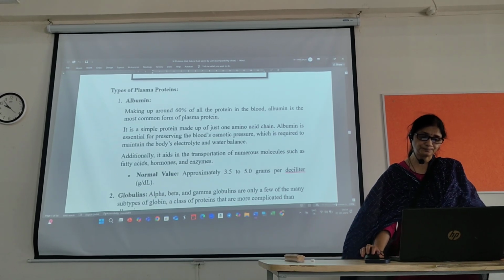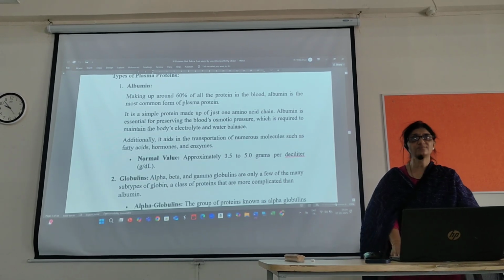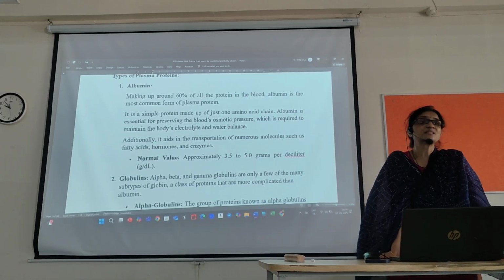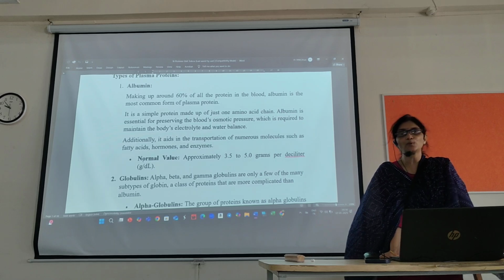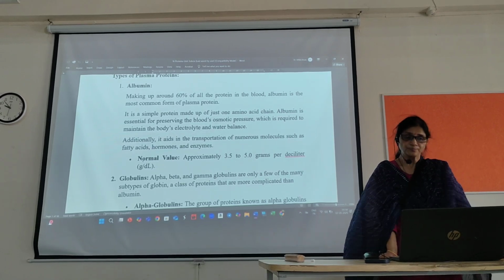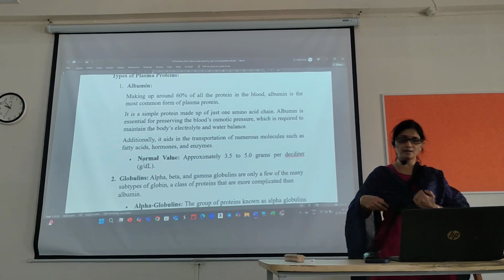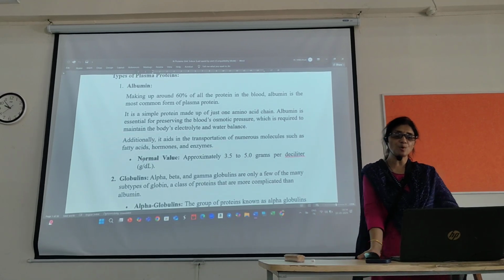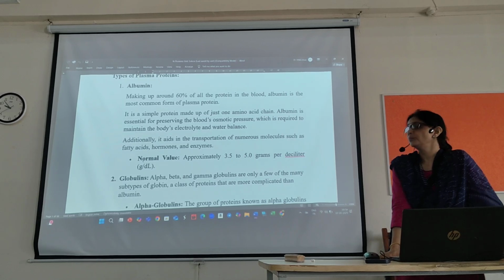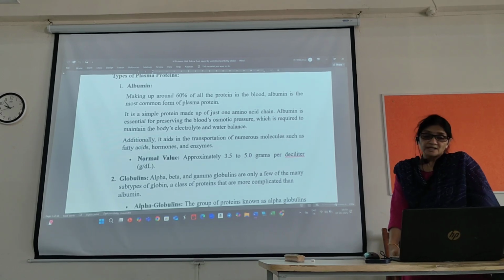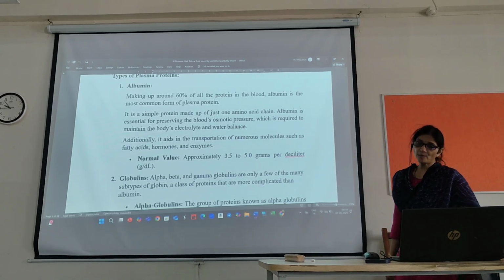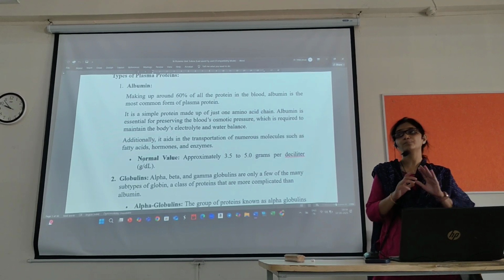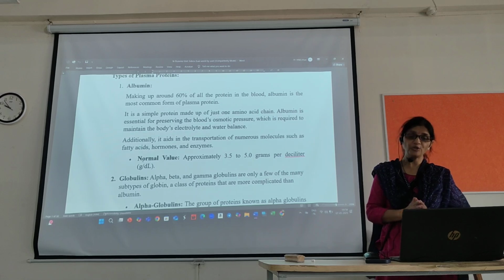First one is albumin. This is making up around 60% of all the proteins in the blood. Albumin is the most common form of the plasma protein. It is a simple protein made up of just one amino acid chain. Albumin is made up of just one amino acid chain.